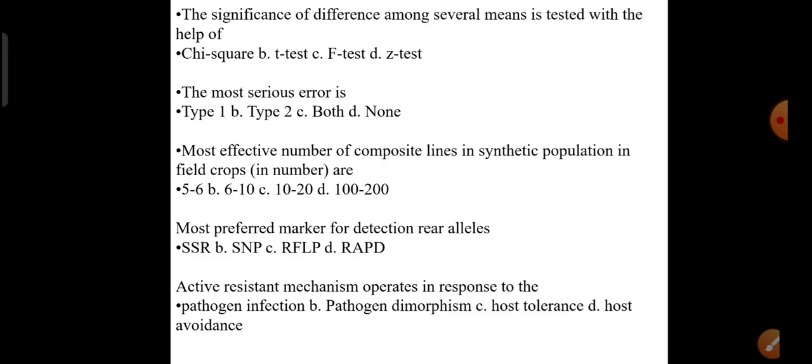Next question. Significance of difference among several means is tested with the help of. The options are chi-square test, t-test, f-test and z-test. Answer is f-test. So let us see where this chi-square, t-test and z-test are used. Chi-square test is used to compare the two variants in a contingency table to see if there are relation or differences. Means in Mendelian population, to differentiate the observed frequency and expected frequency, generally we use chi-square test.